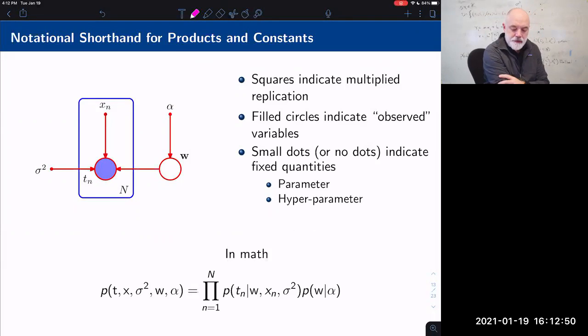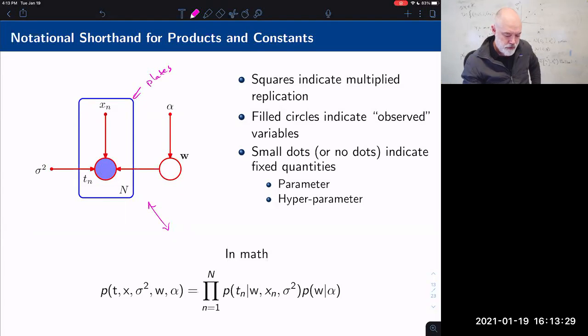So there's some other notational shorthand that we use for products and constants. Squares, otherwise known as plates, indicate multiplied replication. Filled circles indicate observed variables. Small dots or no dots indicate fixed quantities, which we'll call parameters or hyperparameters, they're all kind of the same thing. In math, this particular graphical model corresponds to this factorization of a joint distribution.